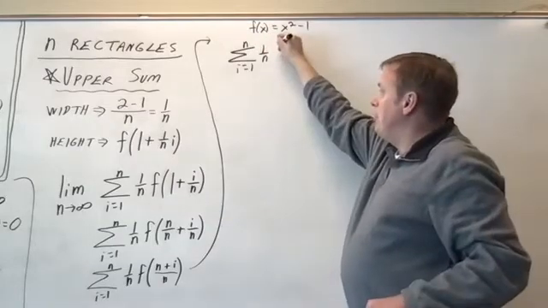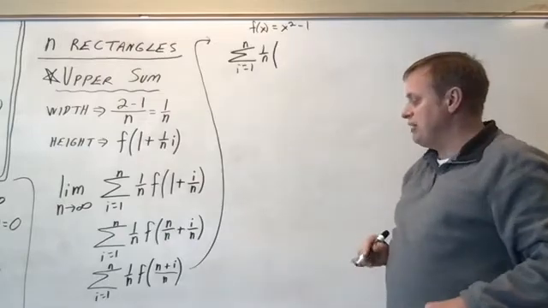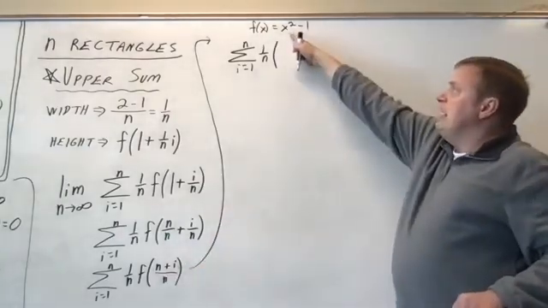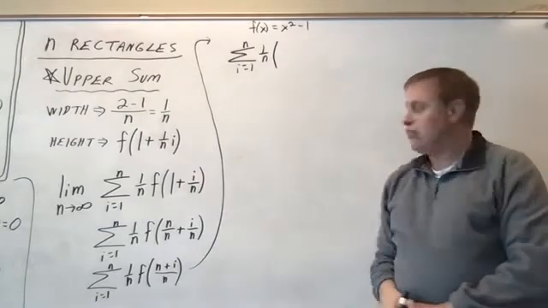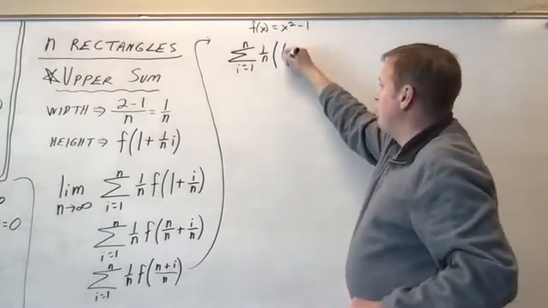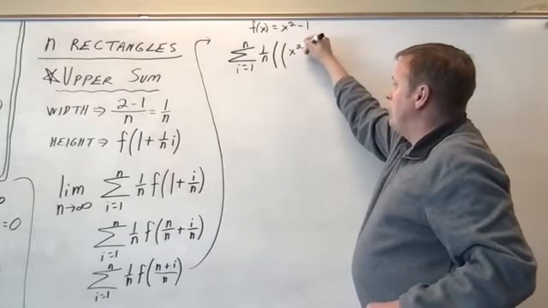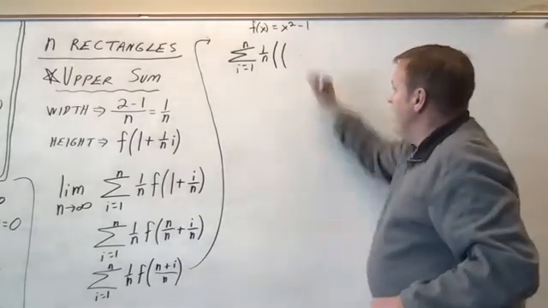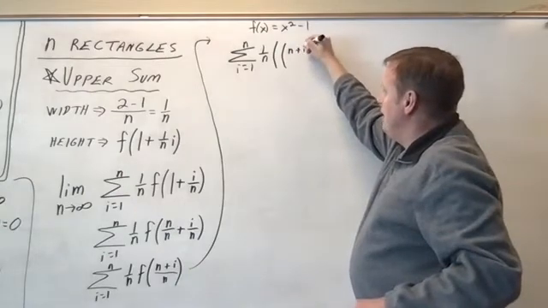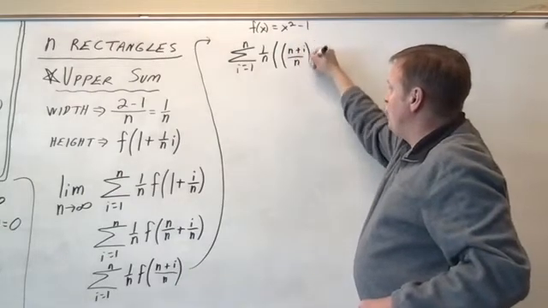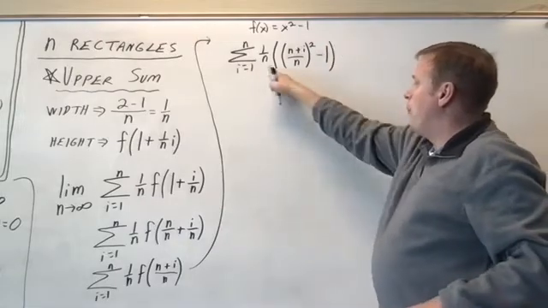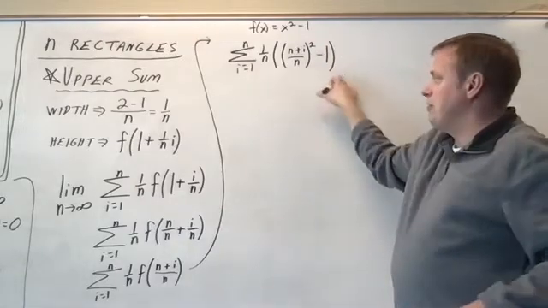Keep the 1 over n. And I'm going to put a set of parentheses here. And we're going to have to put this into x squared minus 1. So that's going to read as follows: n plus i over n, squared, minus 1. And 1 over n is multiplied by all of that right there.